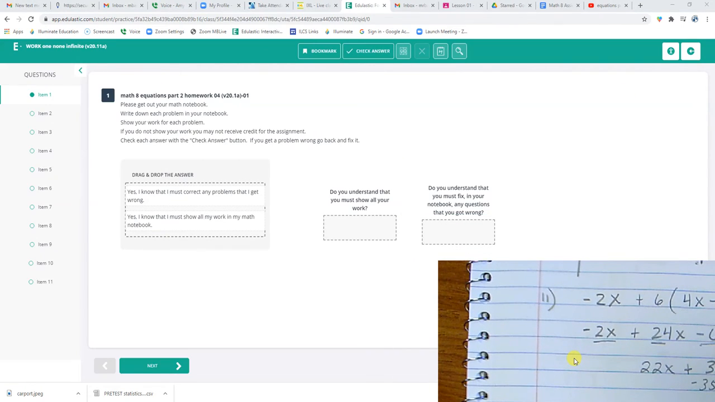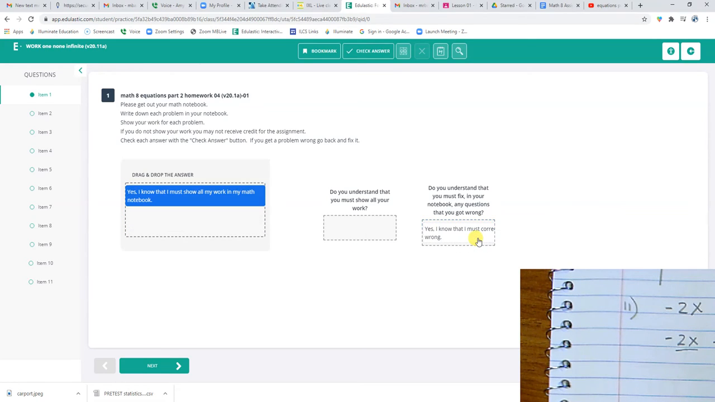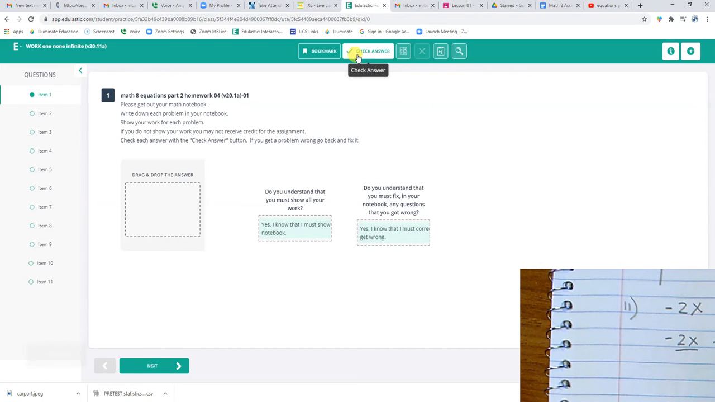Instructions. I have to have my math notebook out, which I have right here. I have to write down the problems and show my work. If you don't show your work, you might not get credit. Then I've got to use that check answer feature. Yes, I have to correct any problems that I get wrong. I have to fix it, and I have to show all my work. I'm going to check those answers. Yep, I got them right.